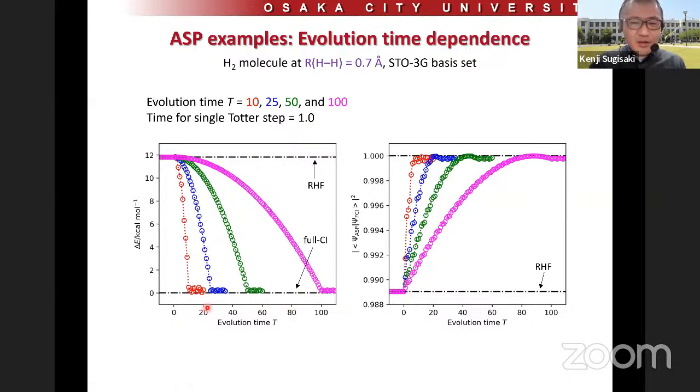The horizontal axis is the evolution time. So we start the time evolution at t equals 0. And if the total evolution time T equals 10, the result is plotted as the red plot. In this case, by applying evolution time T equals 10, we can obtain the ground state. And this is the square overlap with the FCI wave function.